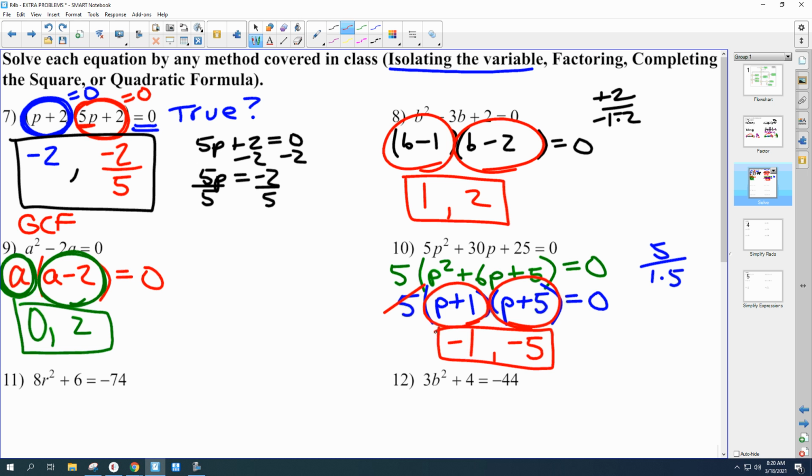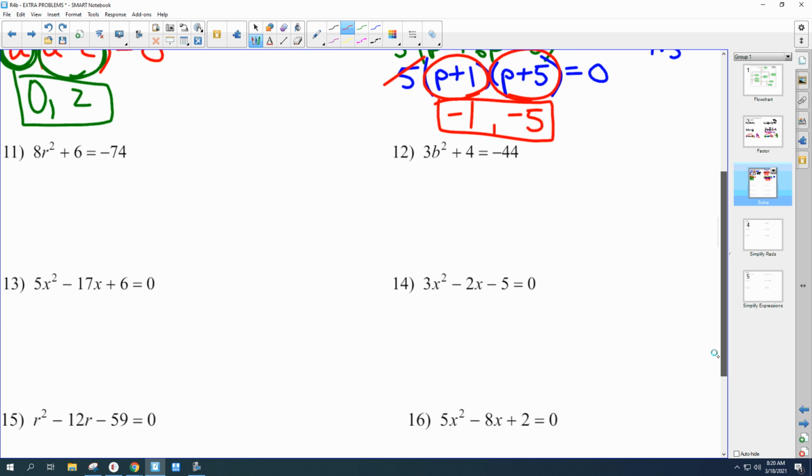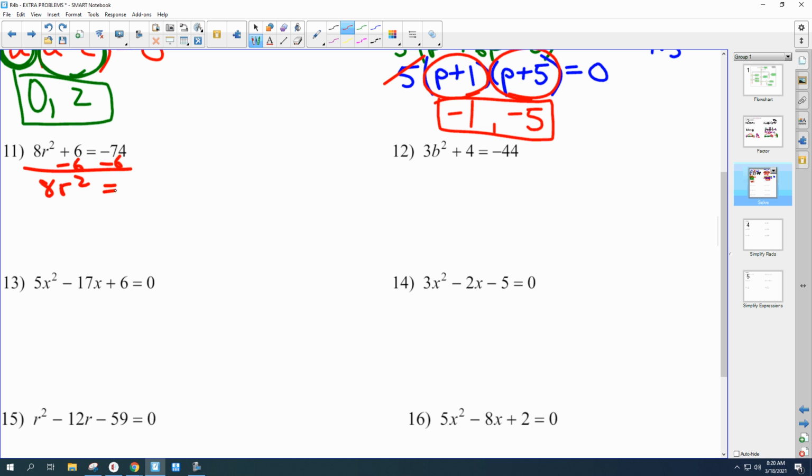Number 11. Number 11 looks different. It looks weird. So you might be thinking GCF, but pay attention to the number of variables. This one only has one variable, and when that happens, we should be able to just isolate it. So I'm going to isolate this variable. Subtract the 6. 8r squared equals negative 80. We're going to divide by 8.